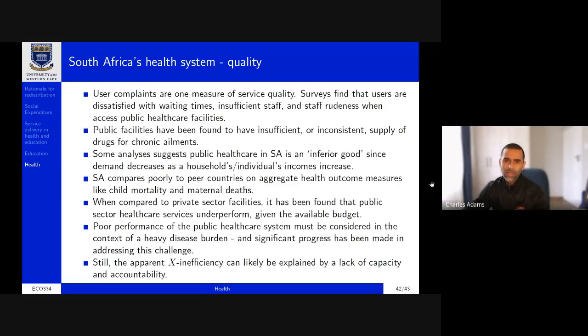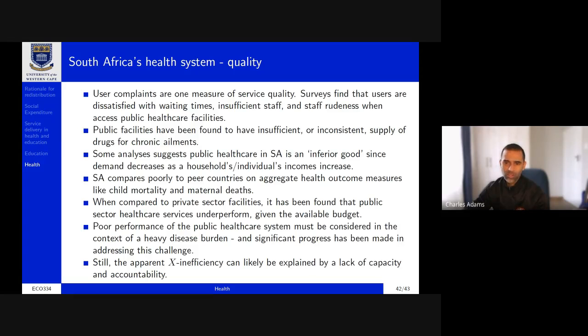SA compares poorly to our peer countries on aggregate health outcomes, on measures such as child mortality and maternal deaths, which is rather disconcerting. And when compared to private sector facilities, it's found that public sector health services underperform given the available budget, right? So it's not just that private sectors are performing better because they have better budgets. They're also operating a lot more efficiently than public healthcare services, or somewhat more efficiently.